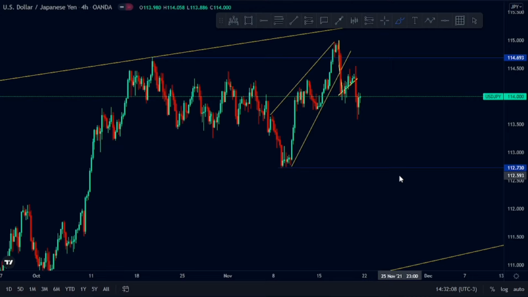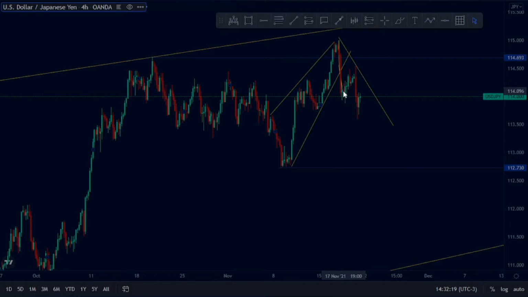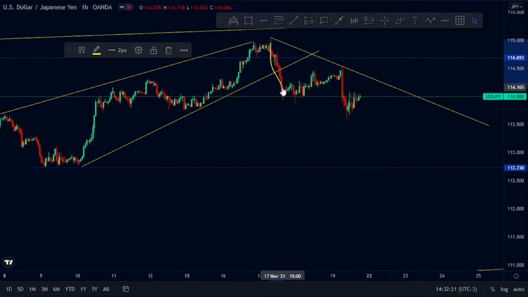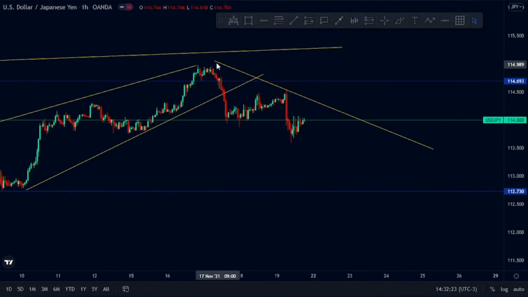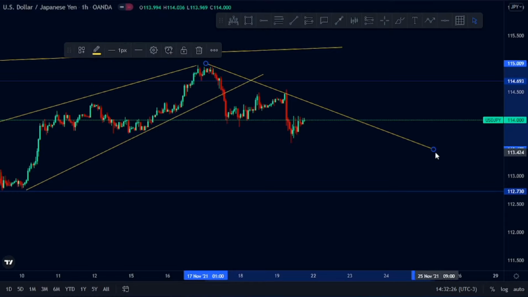So we're looking for what? Selling opportunities on USDJPY. And again, you can use this as your point of reference. Let us go to the 1 hour time frame so you can see it clearly. 1 hour time frame, what I'm actually referring to. You can use this as a point of reference.